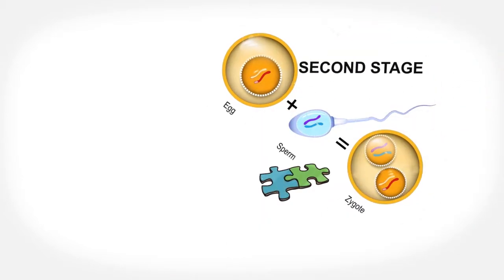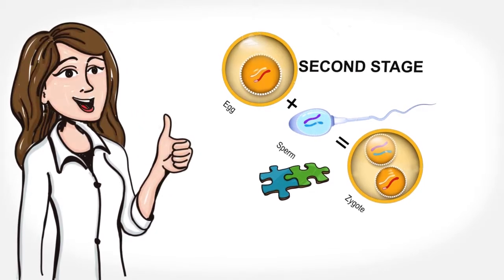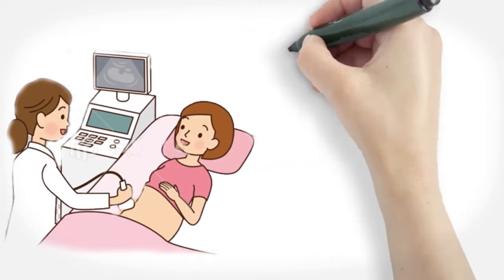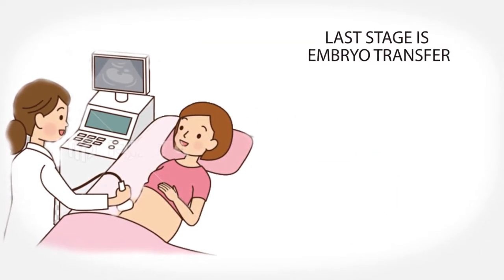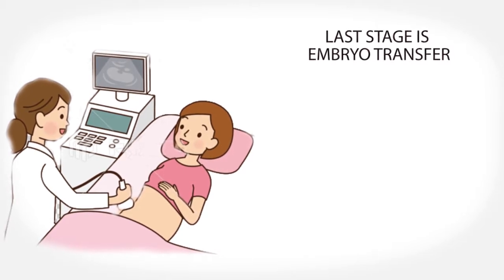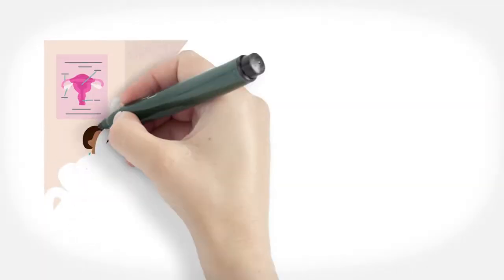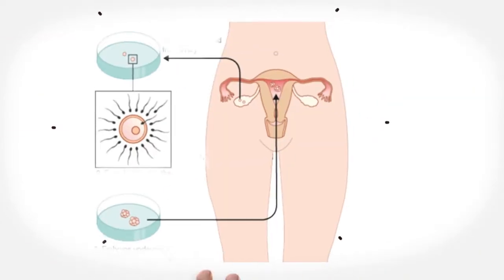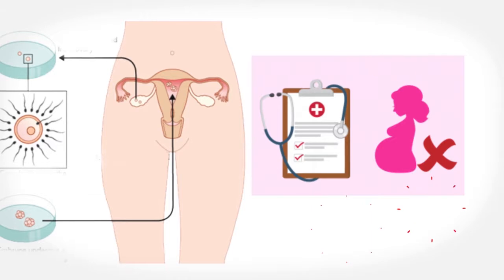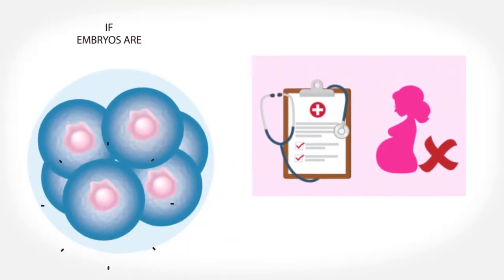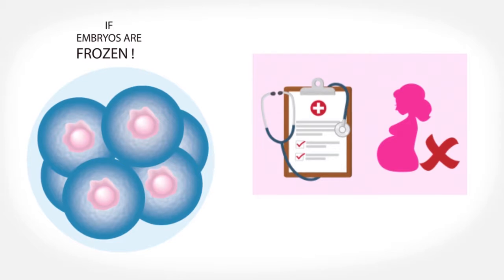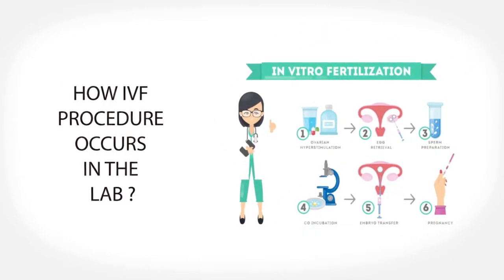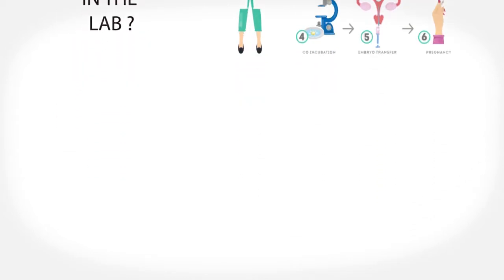In the second stage, we remove the eggs out of the body and then we fuse them with the sperms. And in the last stage, which is embryo transfer, we transfer these embryos into the uterus of the woman. Weeks after embryo transfer, we check the pregnancy in order to know whether the woman has conceived or not. If the pregnancy test is negative, then we may have to repeat the embryo transfer process if the embryos are frozen.